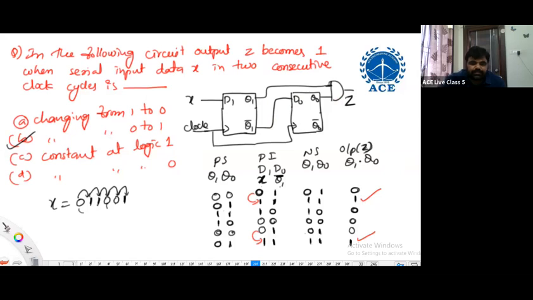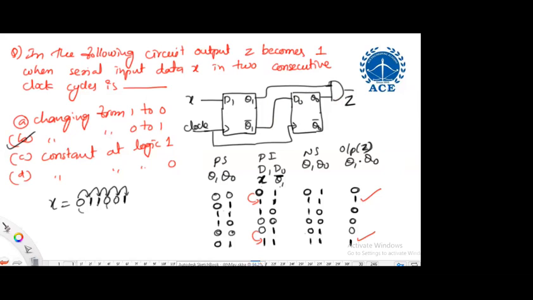Yugasri. గుడ్ మార్నింగ్ సార్. Very good morning, Yugasri.